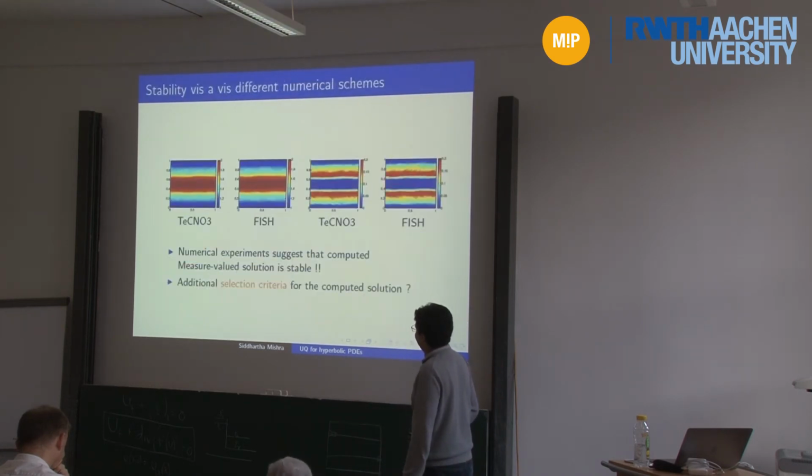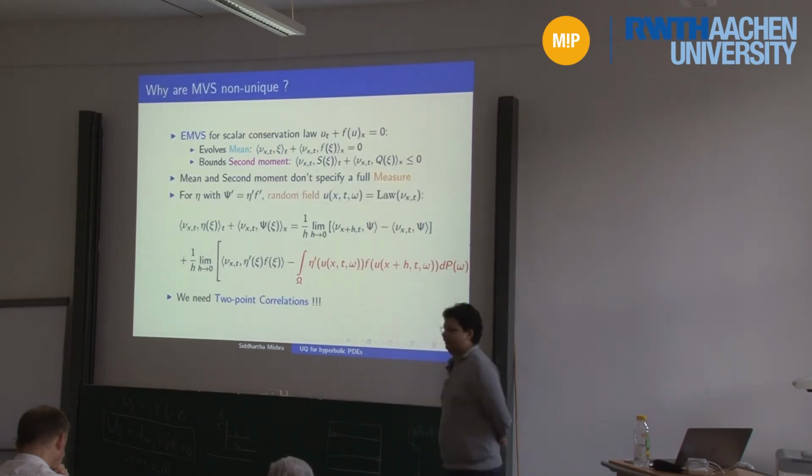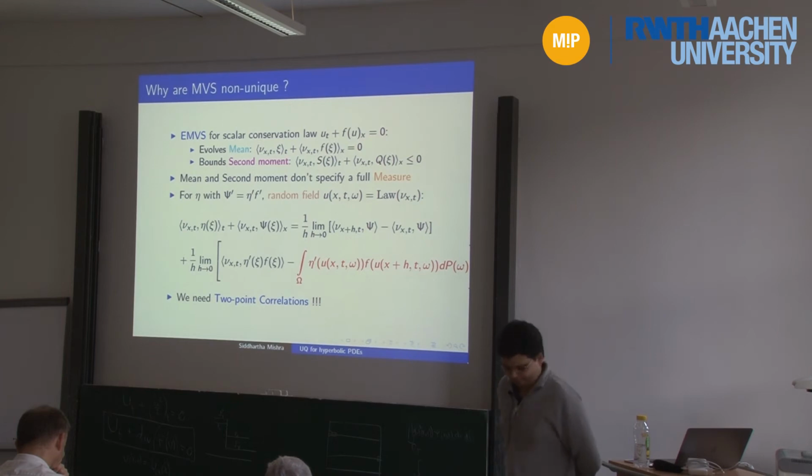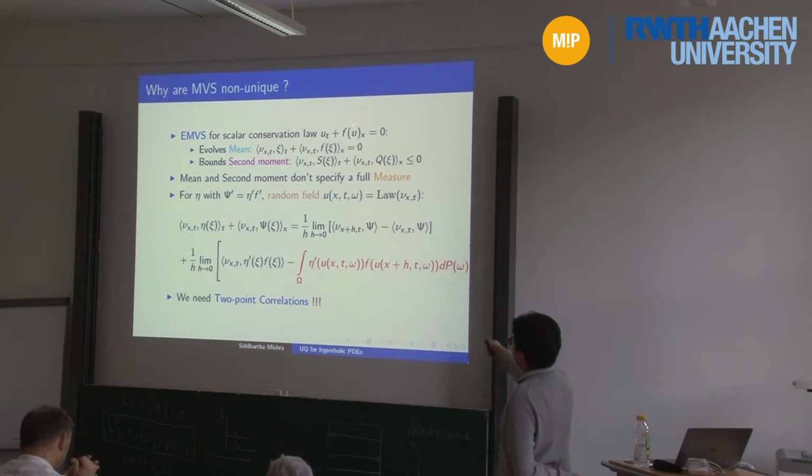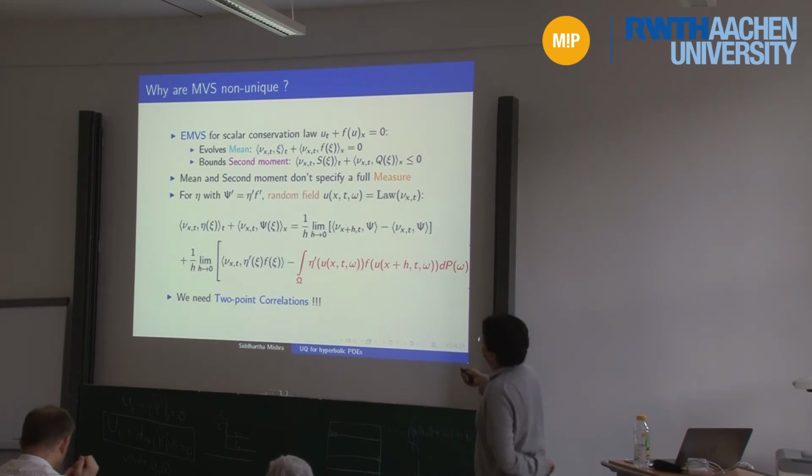We are searching for some additional criteria because the computation is very stable, and this is sort of a difficult slide to understand, but let me try to walk you through this. So what is this? This measure valued solution is evolution for PDFs. Just take the scalar conservation law, which is Burger's equation, f can be quadratic. This is good enough. Now you integrate with respect to the measure.